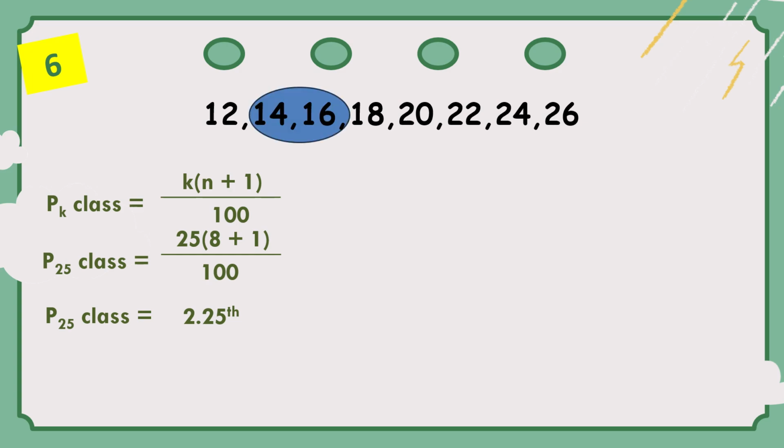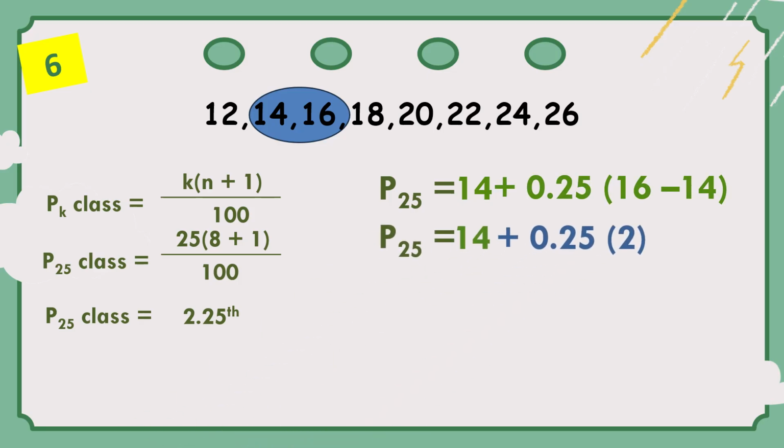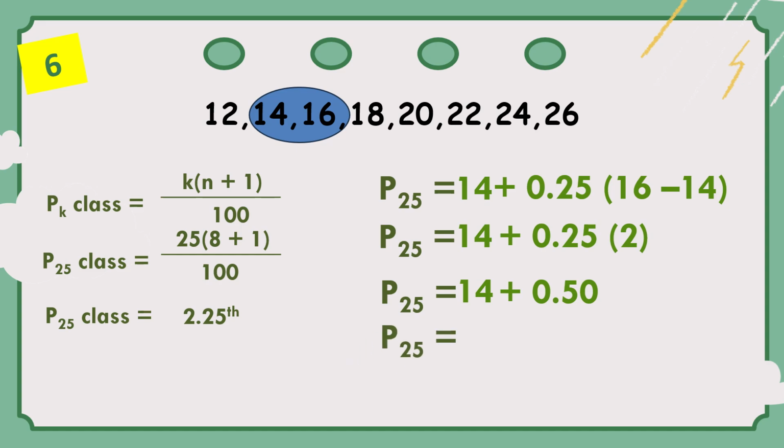So let us continue to solve for the percentile 25. So percentile 25 is equal to 14 plus, copy the decimal, 0.25, and then third minus the second position, that is 16 minus 14. So percentile 25 is equal to 14 plus 0.25 times 2. 0.25 times 2 is 0.5 plus 14. So the percentile 25 is equal to 14.5. So 14.5, if we look, is in between second and third position.